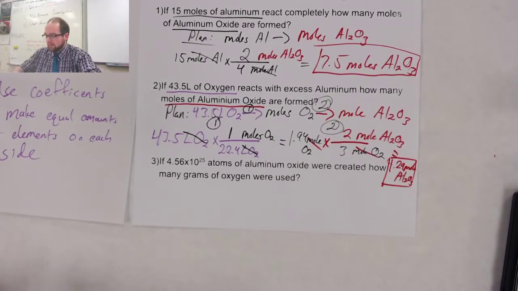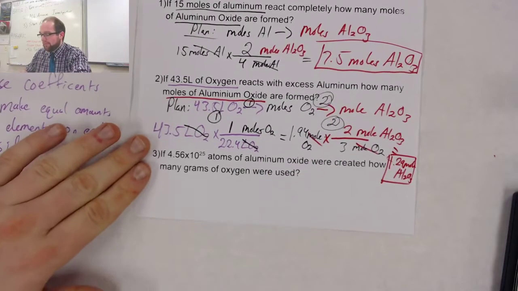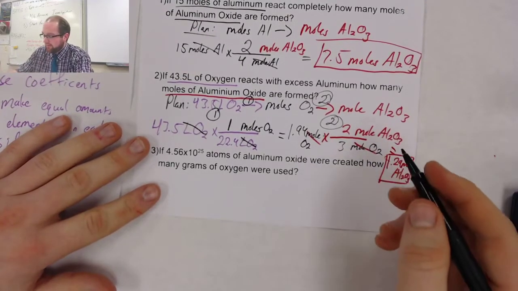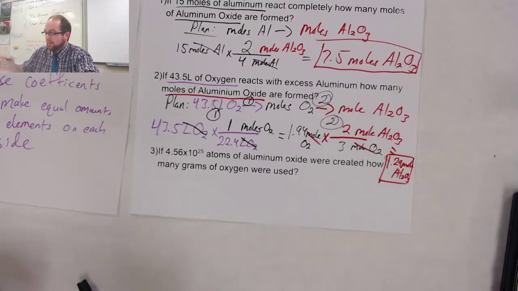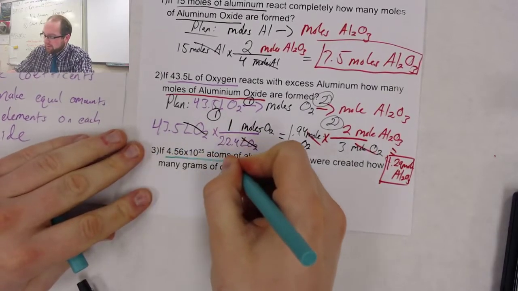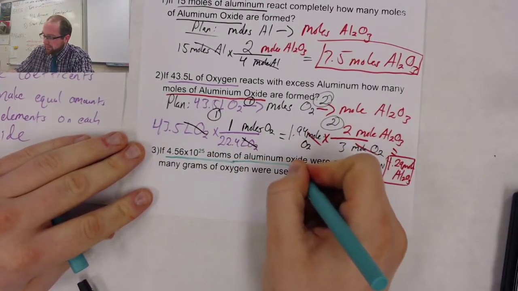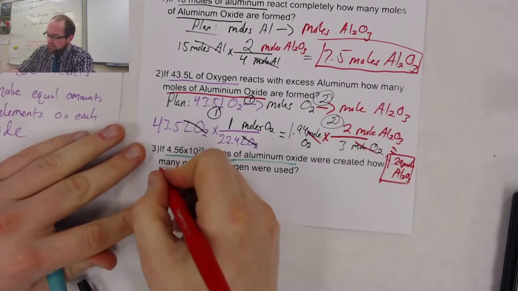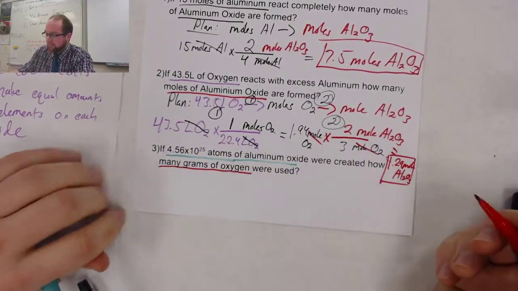So let's take a look at that final problem here, number 3. If you've already taken a look at this one, you might notice it's got some extra stuff in. It's got some scary stuff in here, or at least scary looking stuff, because you'll notice we're starting with atoms of aluminum oxide, but then we're asked to find not moles of oxygen, but grams of oxygen.